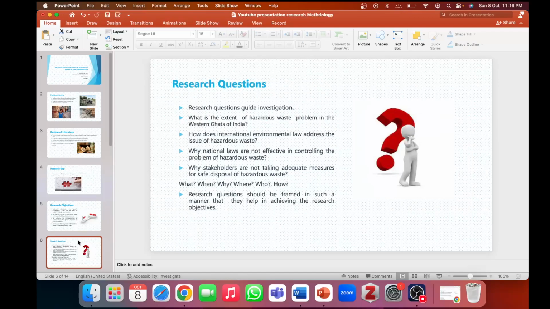Then, based on the research objectives, you formulate your research questions. So, research questions they guide investigation. That is, what is the extent of hazardous waste problem in Western Ghats of India? How does international environmental law address the issue of hazardous waste? And then there could be many other questions. And the questions could be what, when, why, where, who, how. Research questions should be framed in such a manner that they help in achieving research objectives.